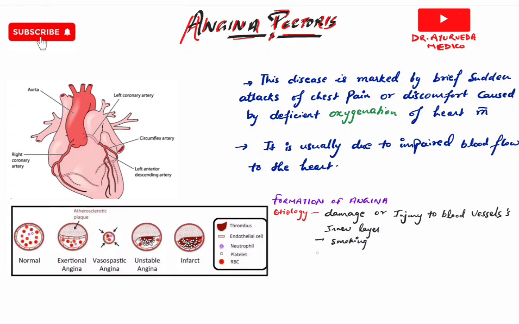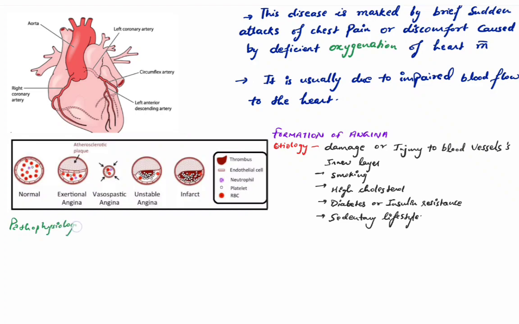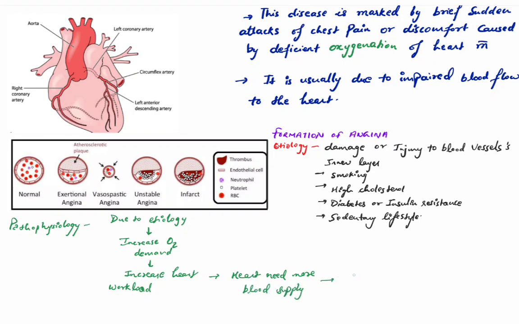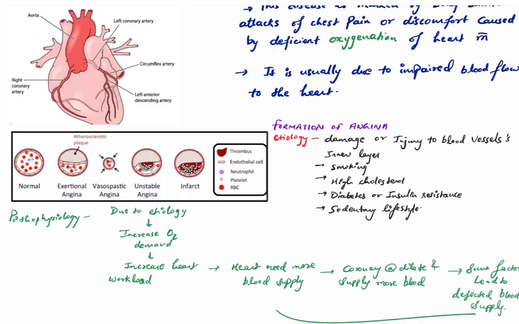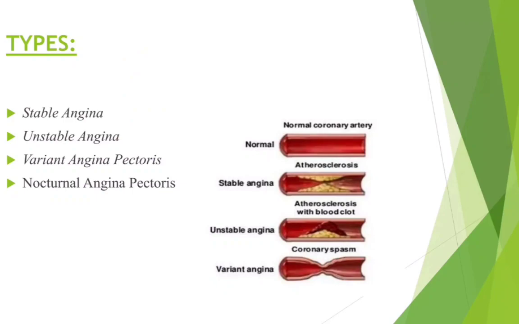Talking about the formation of angina, what is the etiology? Damage or injury to the inner layer of the blood vessels, smoking, and high cholesterol are some of the factors that contribute to angina. Understanding the pathophysiology, with all this etiology, there will be an increased oxygen demand. With the increased oxygen demand, heart workload is increased, which leads to the need for more blood supply to the heart. Then the coronary arteries dilate, but this leads to defective blood supply and again a need for more blood supply. This whole process results in a decrease in blood flow.